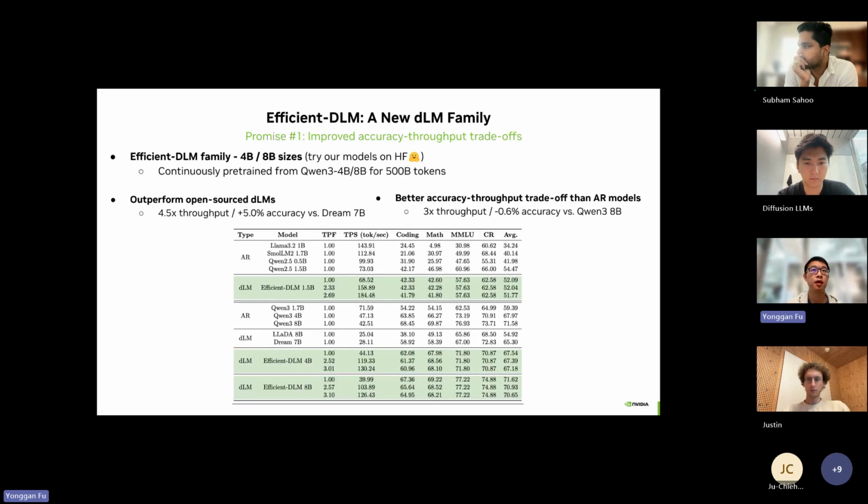And basically, also integrating some other tricks, we deliver this Efficient-DLM, which can achieve comparable accuracy with the AR counterpart, but about 3x throughput. And this is the accuracy-throughput trade-off.